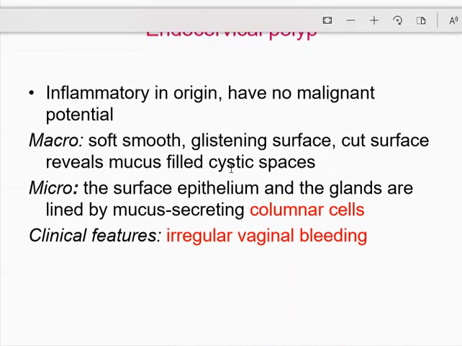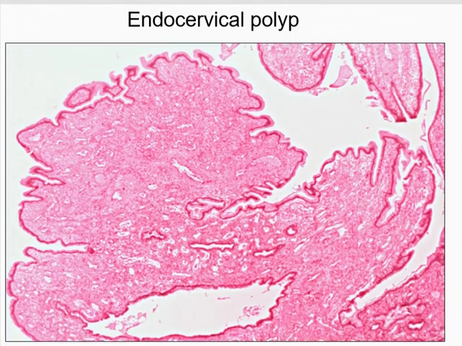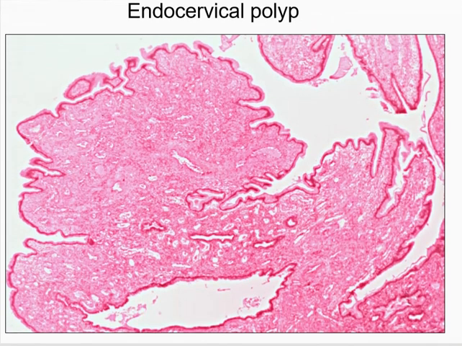Endocervical polyps are often inflammatory in origin. They have no malignant potential. They are soft, smooth, glistening surface-covered protrusions of the mucosa. The cut surface reveals mucous-filled cystic spaces. The surface is covered by columnar cells. Clinically, this may result in bleeding, and bleeding through the vagina is also a symptom of endometrial or cervical cancer.